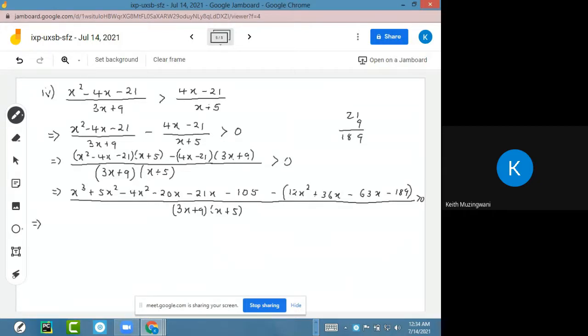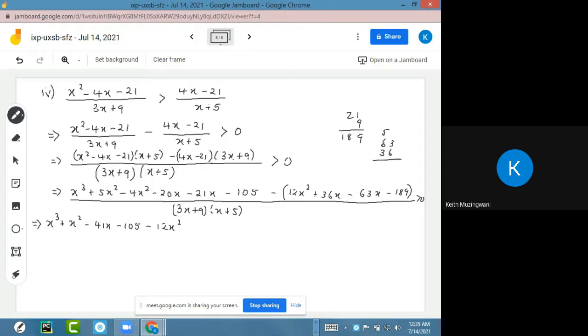So we do the expansion, so we have x3 plus x squared. So we simplify 5x squared minus 4x squared. Then negative 20 minus 21, that will be minus 41x minus 105. Then minus 12x squared as we expand there. Then 36 minus 63, we'll have 63 minus 36.